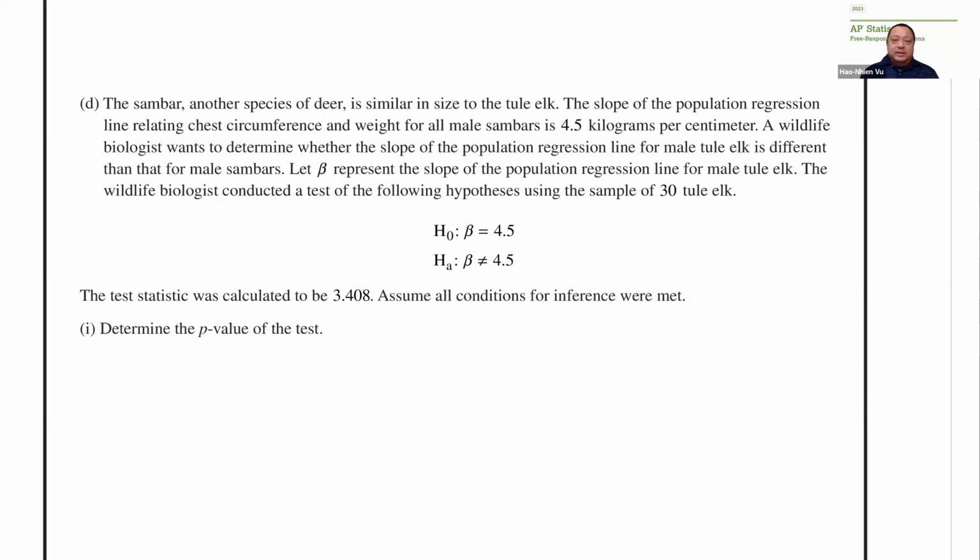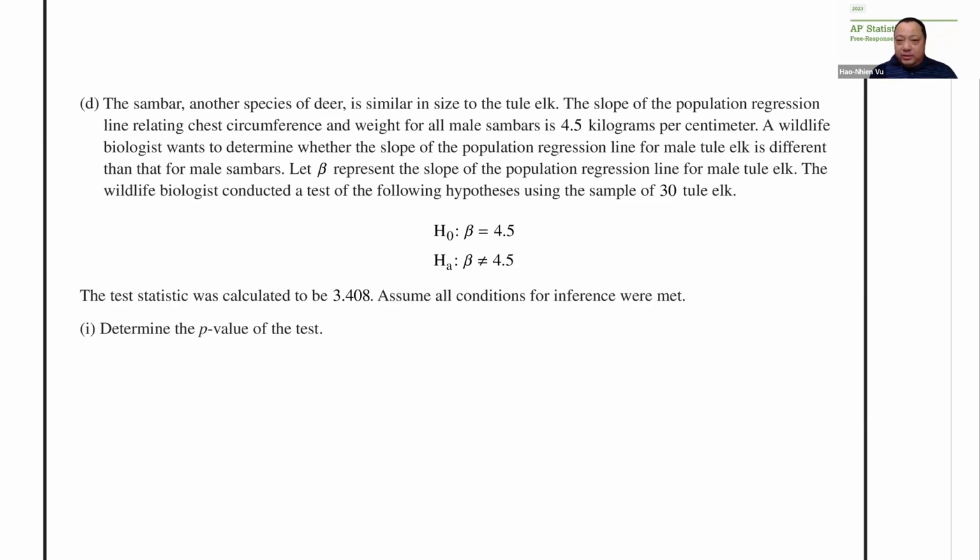Part D, the sambar, another species of deer, is similar in size to the Tule elk. The slope of the population regression line relating chest circumference and weight for all male sambars is 4.5 kilograms per centimeter. A wildlife biologist wants to determine whether the slope of the population regression line for male Tule elk is different from that of male sambars.